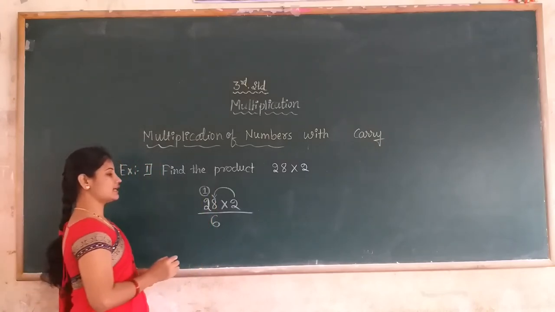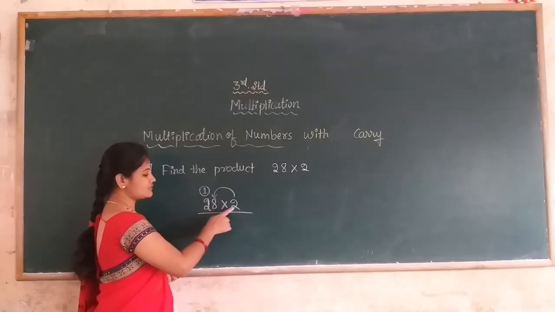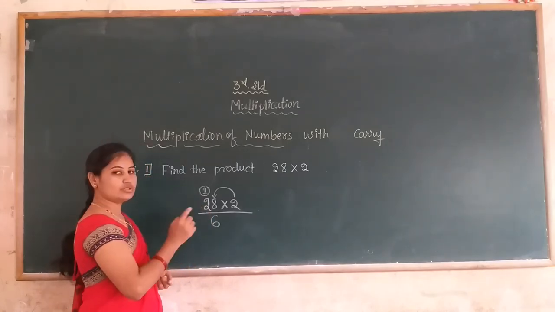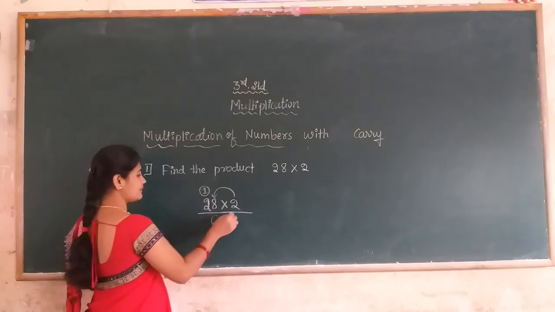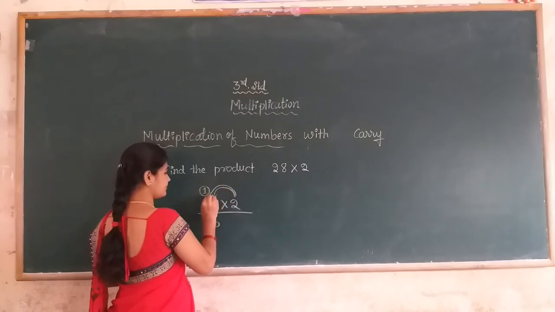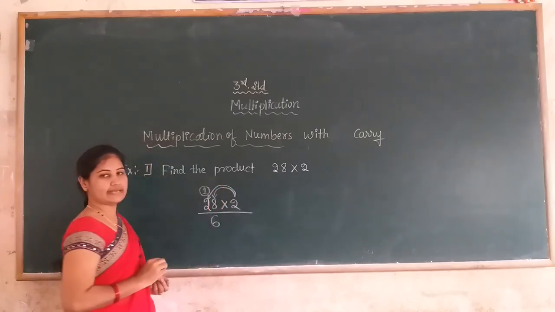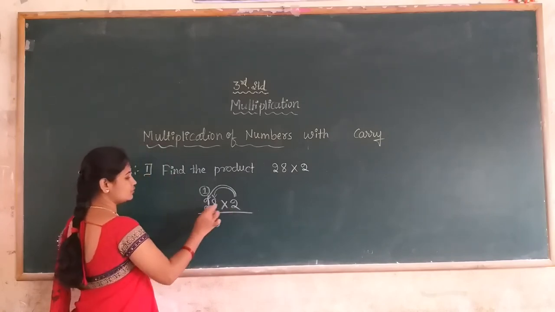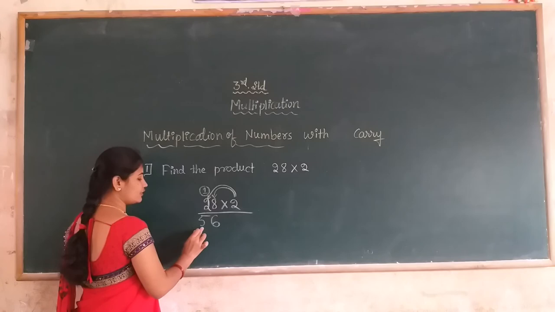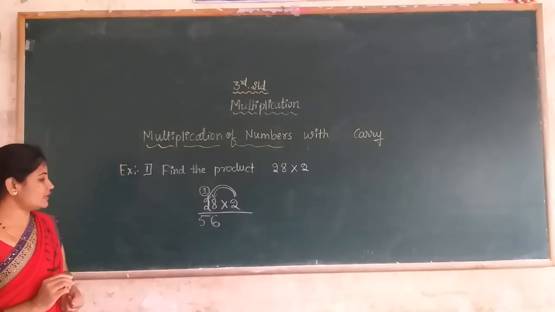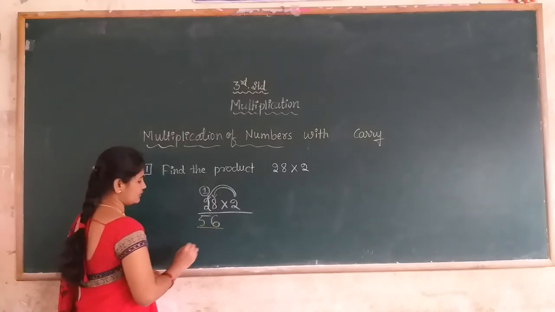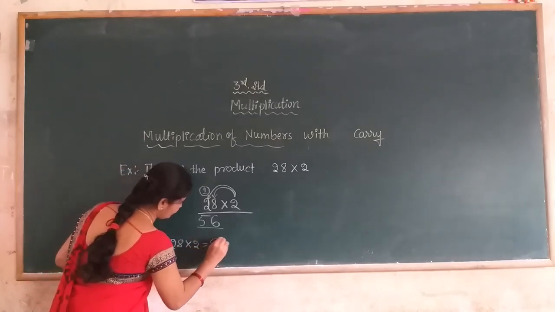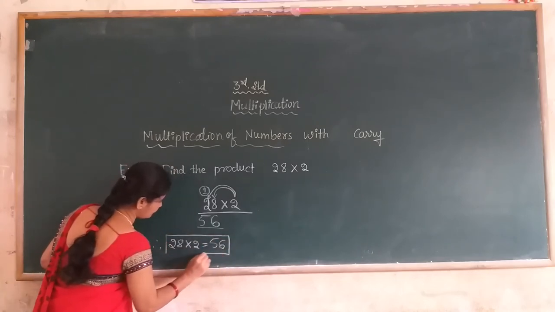Dear students, first you start the multiplication for unit place. 2 8s are 16. So 6 is in the unit place and 1 is carried to the tens place. Then you do the multiplication to the tens place. 28 into 2 is equal to 56. This is the process of multiplication.